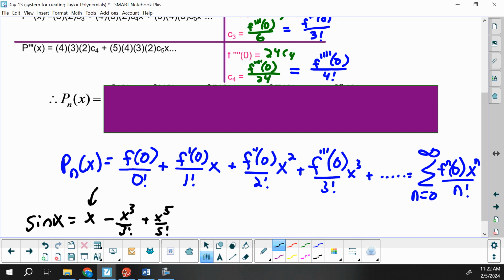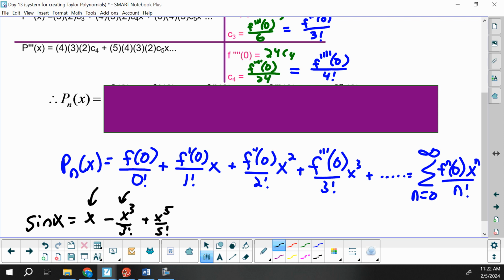Well, second derivative of sine is negative sine. Negative sine of 0 is 0. That's why there's no x squared term. The third derivative would be negative cos. Negative cos at 0 is negative 1. That's why we've got negative x cubed over 3 factorial. So notice, now that we know this, it actually checks out with the ones that we have memorized.